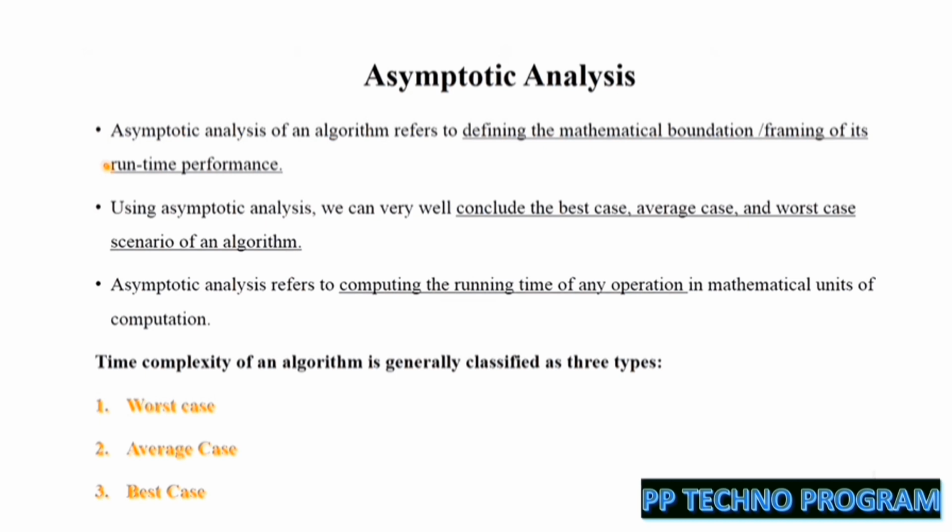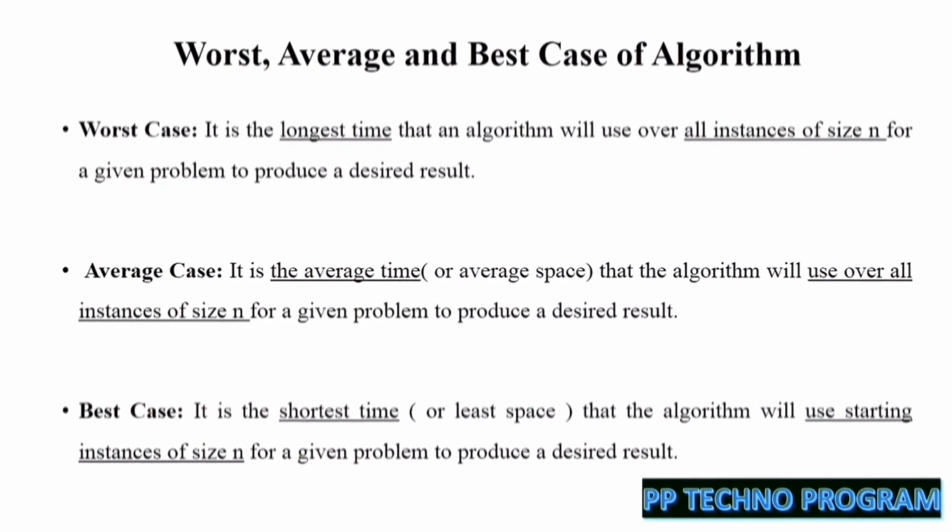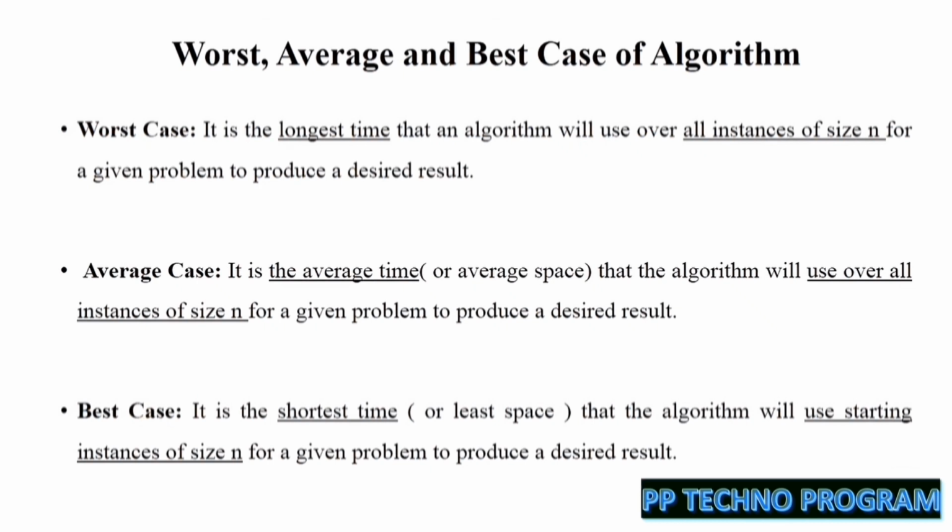Asymptotic analysis can be classified into three categories. The first one is worst case, the second one is average case, and the third one is best case. These cases are regarding the time complexity of an algorithm. Next, we will discuss what we mean by worst case. There are three types of asymptotic analysis: worst case, average case, and best case. So let's see the worst case first.